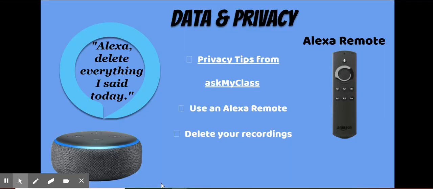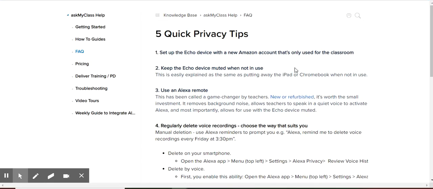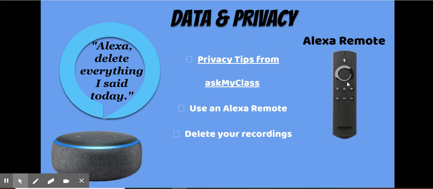So, data and privacy come up as well when you talk about bringing a smart speaker into the classroom. Well, there's some things that you can do to help this. Ask My Class has got a great privacy tip sheet here that gives you some information about how you can press the mute button so that way your device is only listening when you would like. You can also use an Alexa remote, as you see pictured here.